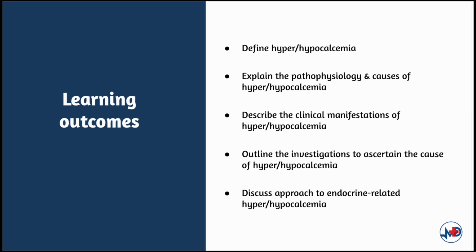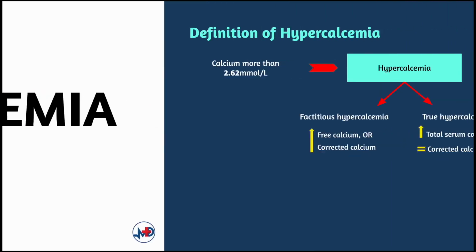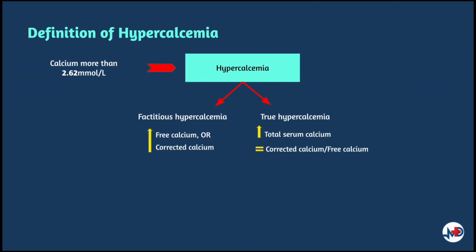Let's get started. So we will begin with hypercalcemia. Hypercalcemia is defined as raised total serum calcium levels, which is more than 2.62 millimoles per liter. Hypercalcemia is further classified as true hypercalcemia and factitious hypercalcemia, where true hypercalcemia is the raised free calcium or corrected calcium regardless of the total calcium levels, and factitious hypercalcemia is high total calcium with normal free calcium or corrected calcium.